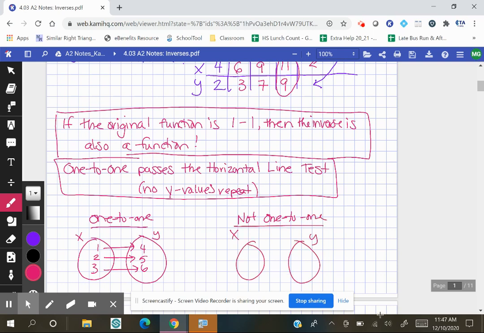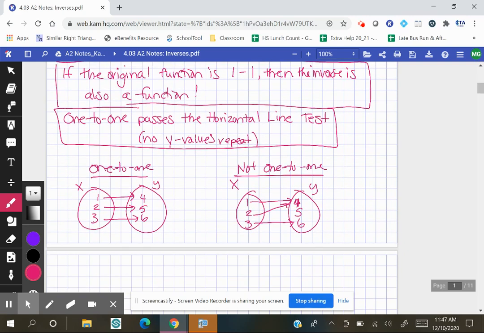So here's our x, here's our y. 1, 2, 3, 4, 5, 6. So let's say 1 goes to 4, and then maybe 2 goes to 4 as well, and then maybe 3 goes to 6. Nothing's going to 5. So here it's a function because each x value is only used once, but it's not one-to-one because this 4 has two different x values that are mapped with it.